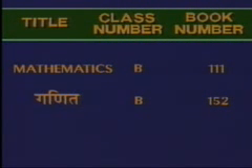Let us see the use of language facet in book number. Look at these two titles. Books, Mathematics and Ganit belong to the same main class B, Mathematics. But the first book, Mathematics, is in English language. So, the number for English language is 111, given in the book number taken from Language Isolate table. Similarly, the second book, Ganit, is in Hindi language, and the number for Hindi language is 152.